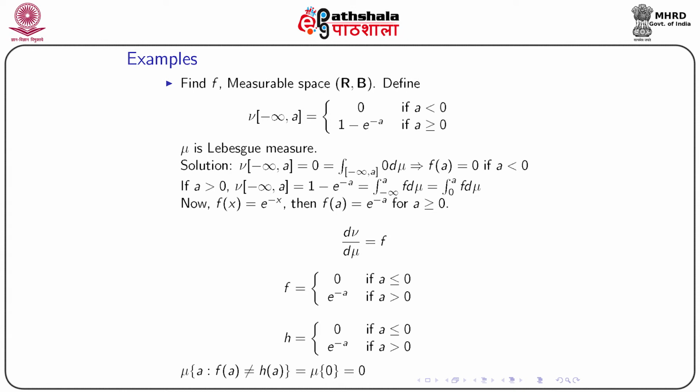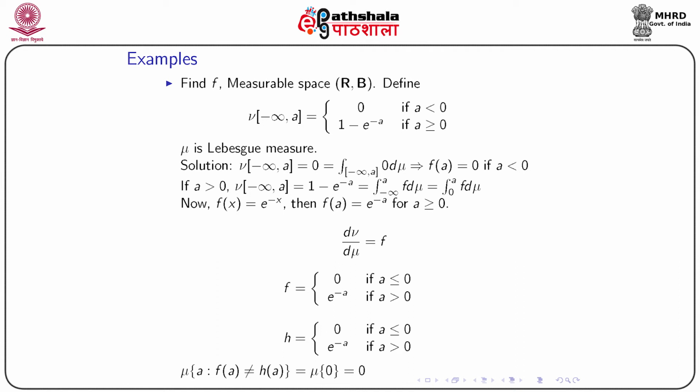Well, when a is positive, whenever a is greater than 0, nu of minus infinity to a is equal to 1 minus e to the power minus a. We can get this result if we integrate f d mu over 0 to a and we take f of x as e to the power minus x. That means f of a is e to the power minus a for all a greater than or equal to 0. Hence d nu by d mu will be f. This is the derivative we are talking about.